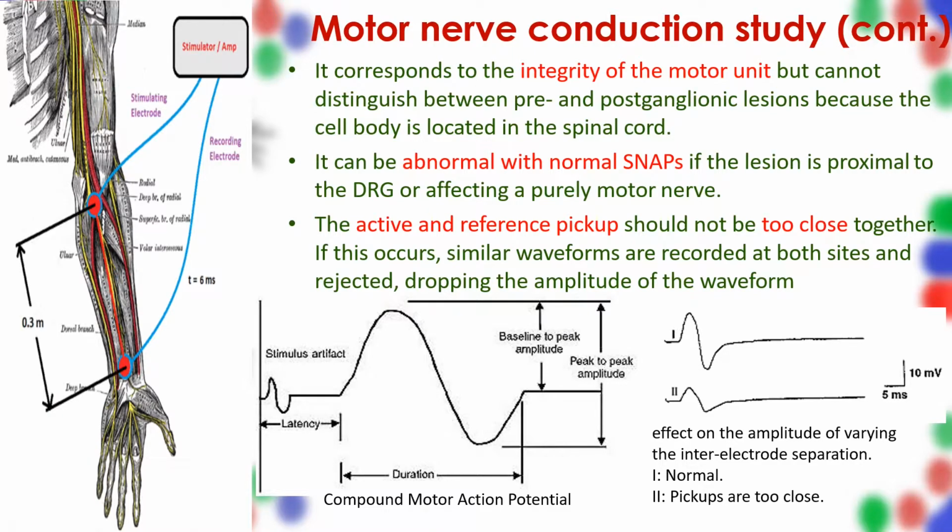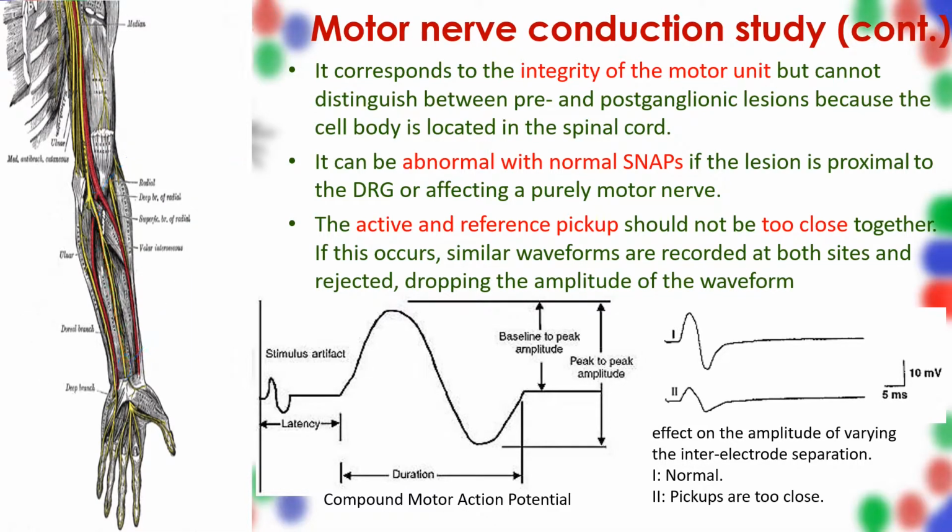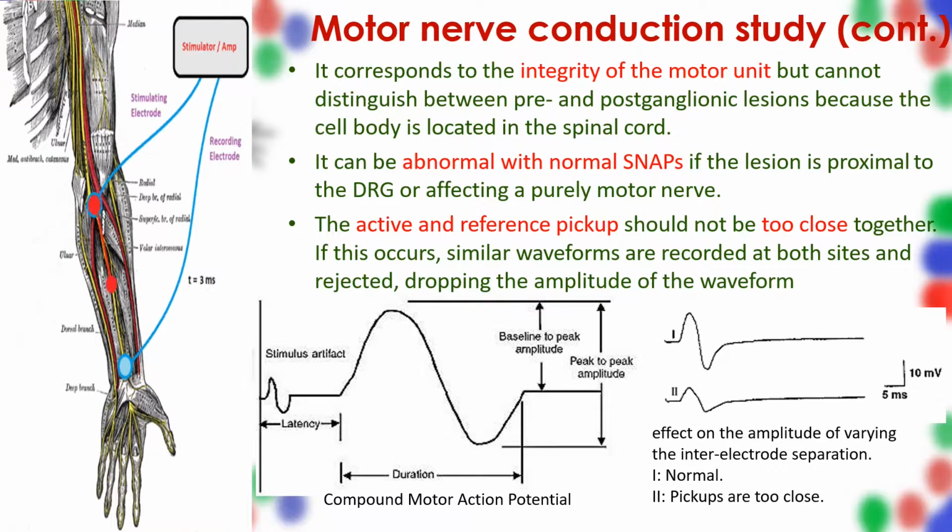Now another finding that may be commonly found is that the compound motor action potential may be abnormal, but the sensory nerve action potential may be normal. Now this happens if the lesion is proximal to the dorsal root ganglion. So that is why the SNAPs are normal, or it may be because it is only affecting the motor nerve. So if it is only affecting the motor nerve, then the CMAP will be abnormal and the SNAP will be normal. Or if it is proximal to the DRG, then again the same situation is seen.